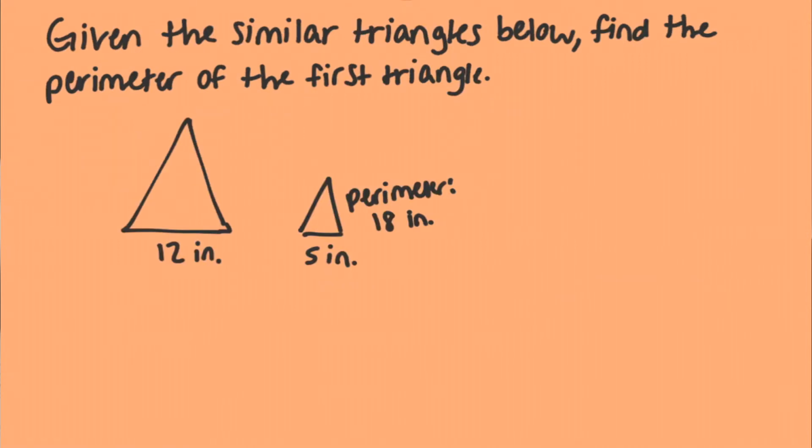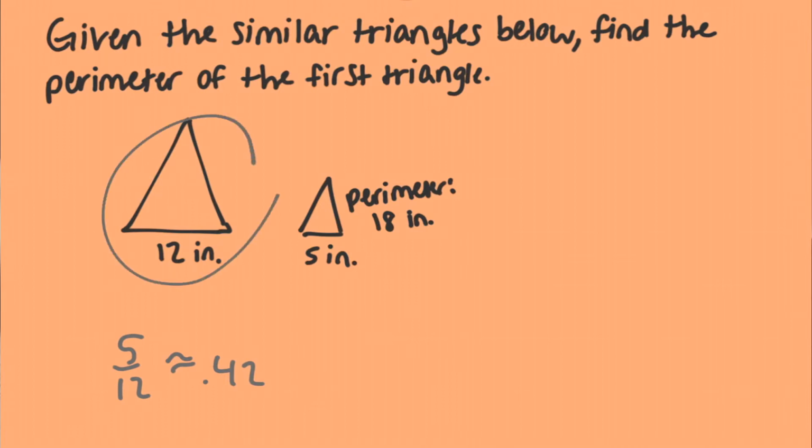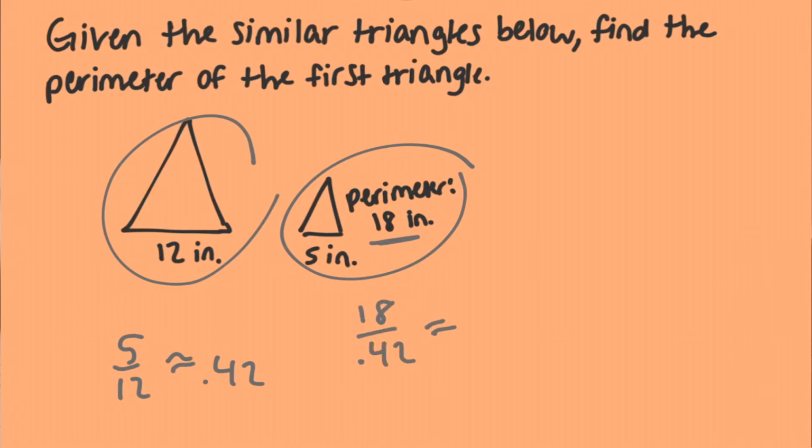The next one, given the similar triangles below, find the perimeter of the first triangle. So now we're working backwards. Let's again first find the scale factor, 5 divided by 12, and we have about 0.42. So if we were given this one's perimeter, we could multiply that by 0.42 to get this one's perimeter. But since we're working backwards, we need to take this one's perimeter and divide it by the scale factor. So 18 divided by 0.42, and you get about 42.86 for the perimeter for the first triangle.